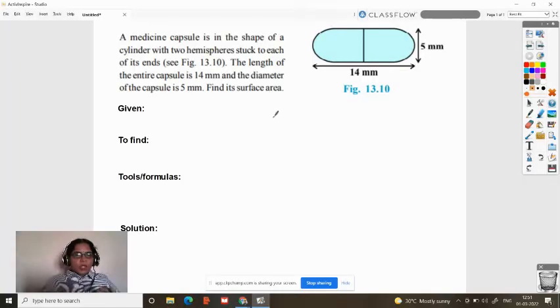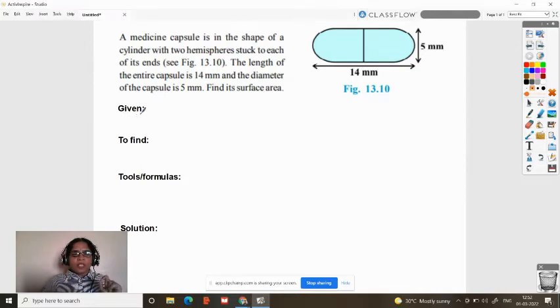Okay, ready? Let's start. Here is a question from the surface area and volumes chapter. We are going to learn the four steps required to solve any problem. These are the four steps: first is given, then to find, tools and formulas, and solution. Remember, these are the exact four steps that you would require to solve any problem.